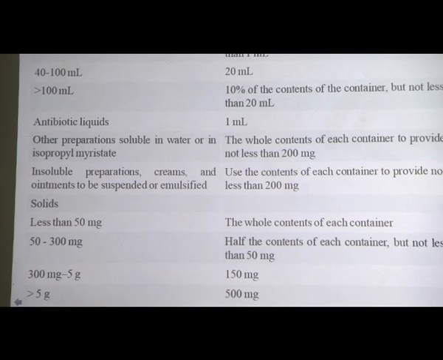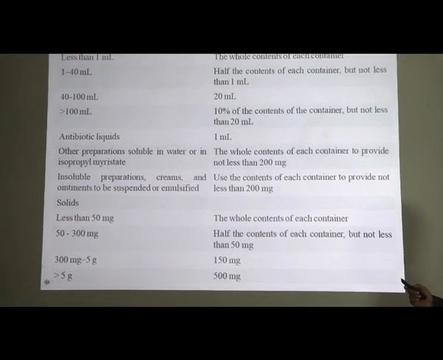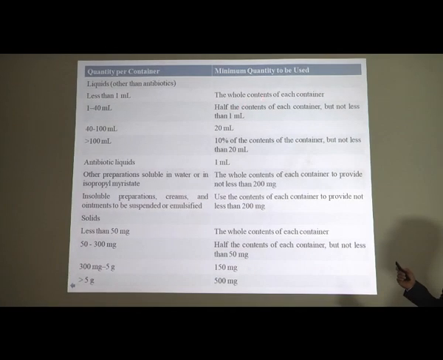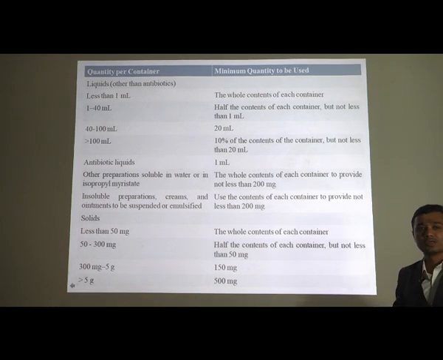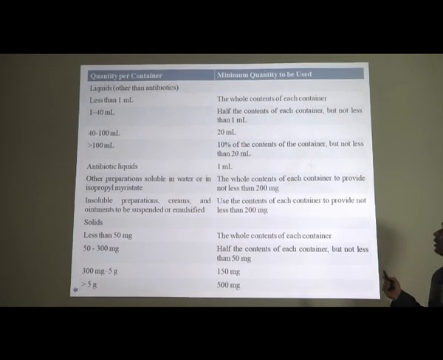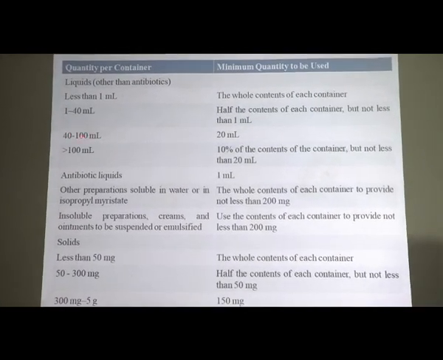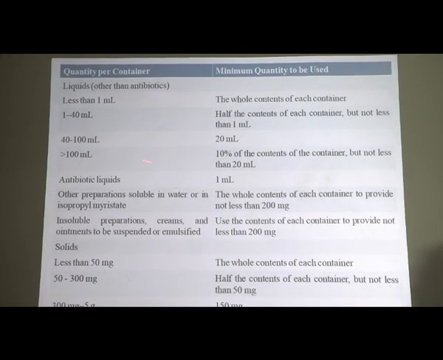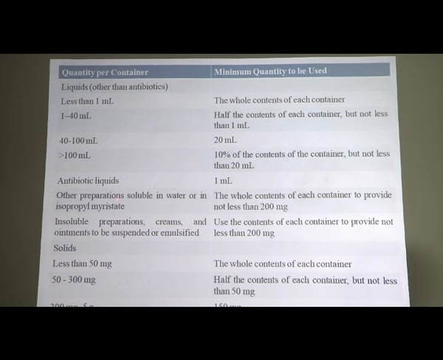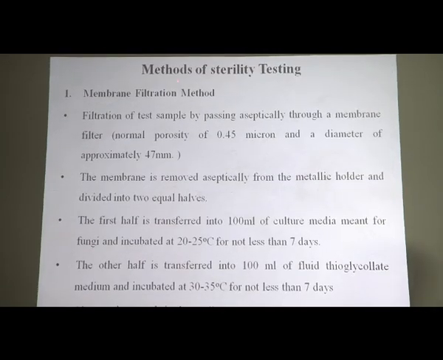Then quantity per container, for liquids. If the dosage form is less than 1 ml, we take the whole contents from each container for sterility testing. If it is 1 to 40 ml, we take half the contents of each container, but not less than 1 ml. For 40 to 100 ml, we take 20 ml, and for greater than 100 ml, we take 10% of the contents, but not less than 20 ml. These values are required to select the quantity of the sample for sterility testing.